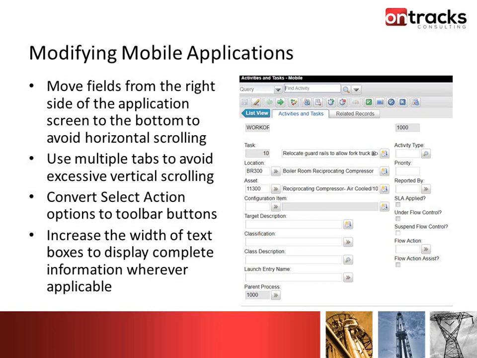Now, like I mentioned, the Select Action menu does not appear on mobile applications. Therefore, any actions in that menu that are going to be used from within the mobile app must be converted into toolbar buttons to preserve their functionality. So as you can see in the screenshot here, there is no select action menu, and there are all these toolbar buttons. Some of them have been brought over from the select action menu.